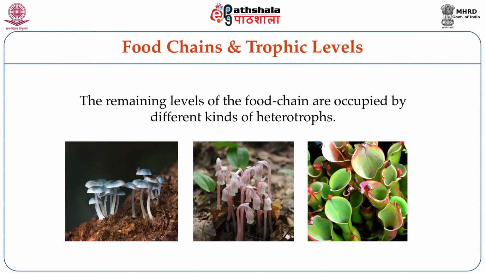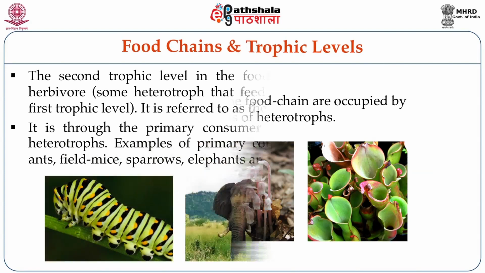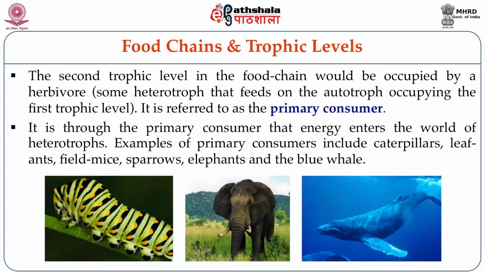The remaining levels of the food chain are occupied by different kinds of heterotrophs. The second trophic level in the food chain would be occupied by a herbivore. You remember the definition of herbivore from our last session. It is referred to as the primary consumer. It is through the primary consumer that energy enters the world of heterotrophs. Examples of primary consumers include caterpillars, leaf ants, field mice, sparrows, elephants, and a blue whale.